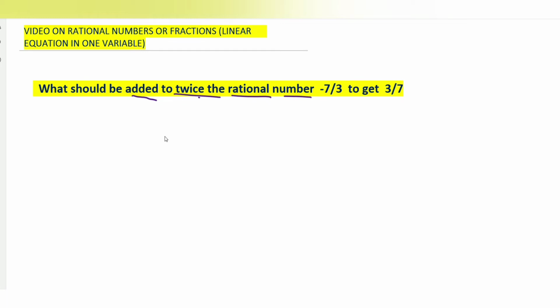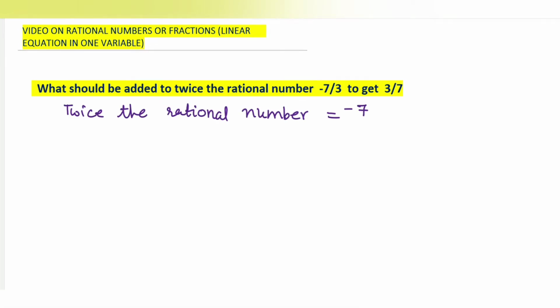So in negative 7 upon 3, what should we add to its twice so that we can get 3 upon 7? So twice the rational number, first let's double it. This is negative 7 upon 3. Twice means multiply with 2. It is going to give you negative 14 by 3. Now what should be added?